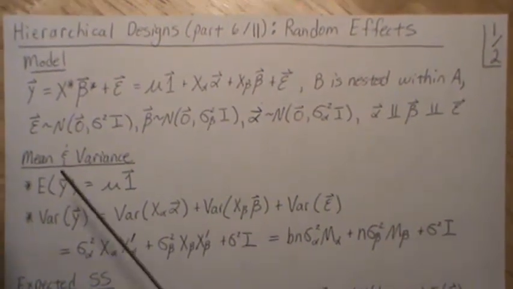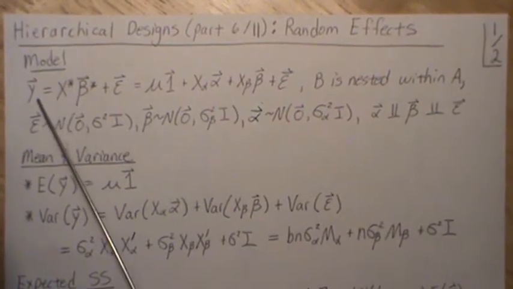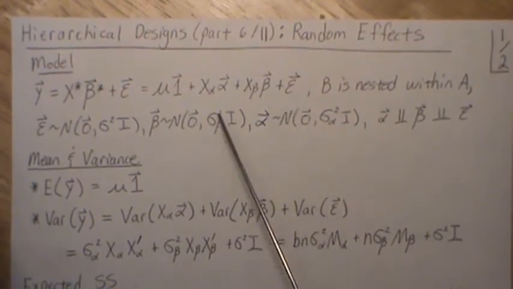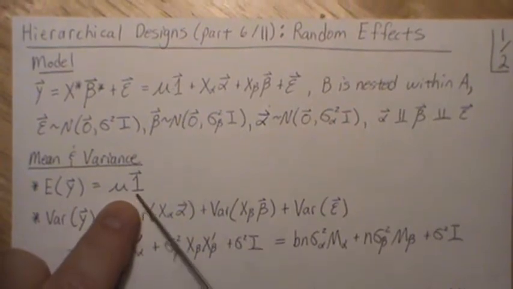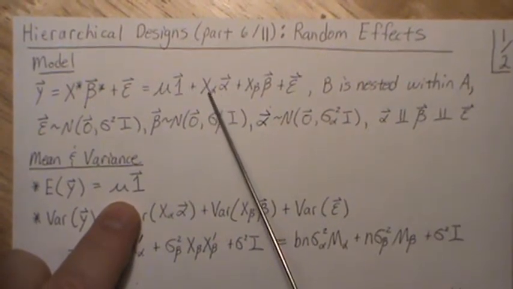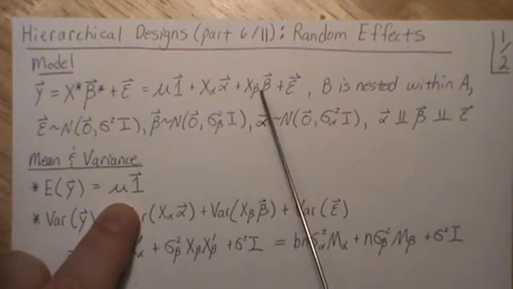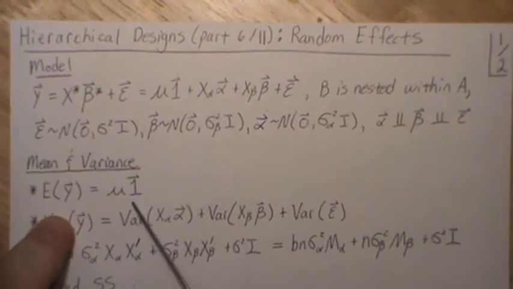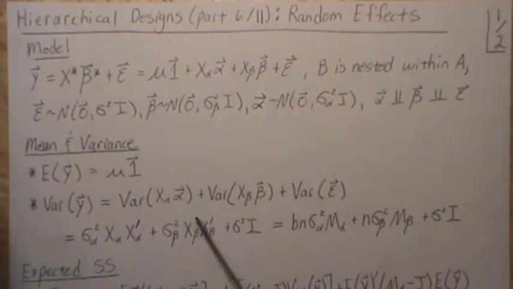Now, if we were to take the mean of this model, the expected value of y, it goes into each term here, and this is constant. This is constant. This is a random variable, but it has a mean of 0, so that's 0. This is mean 0. That's mean 0. So the mean of our model is mu times a 1 vector.